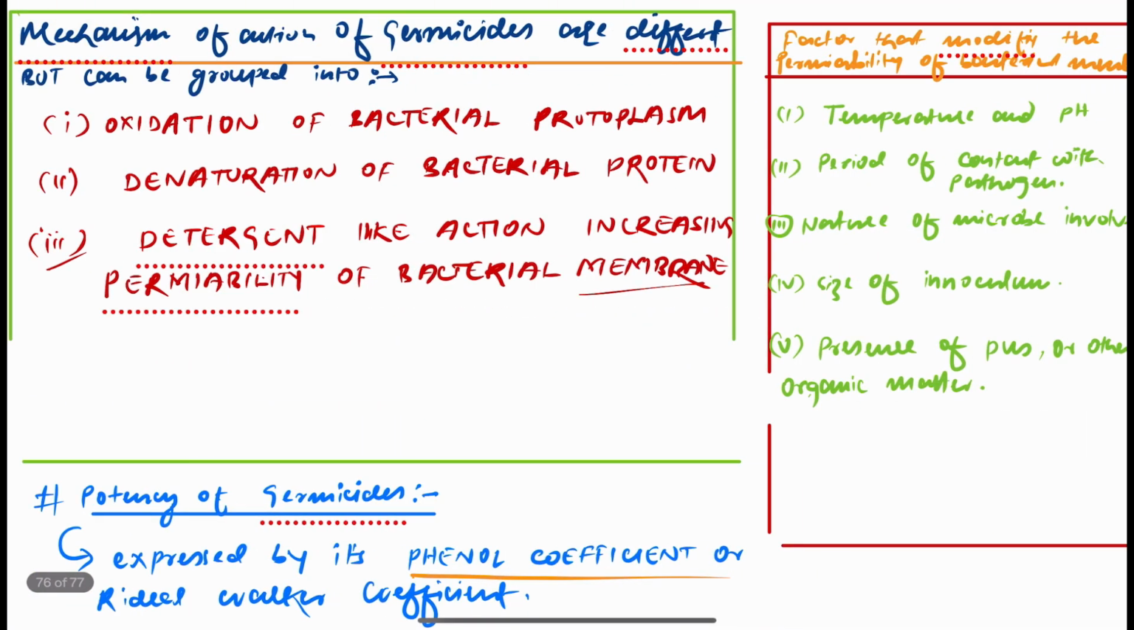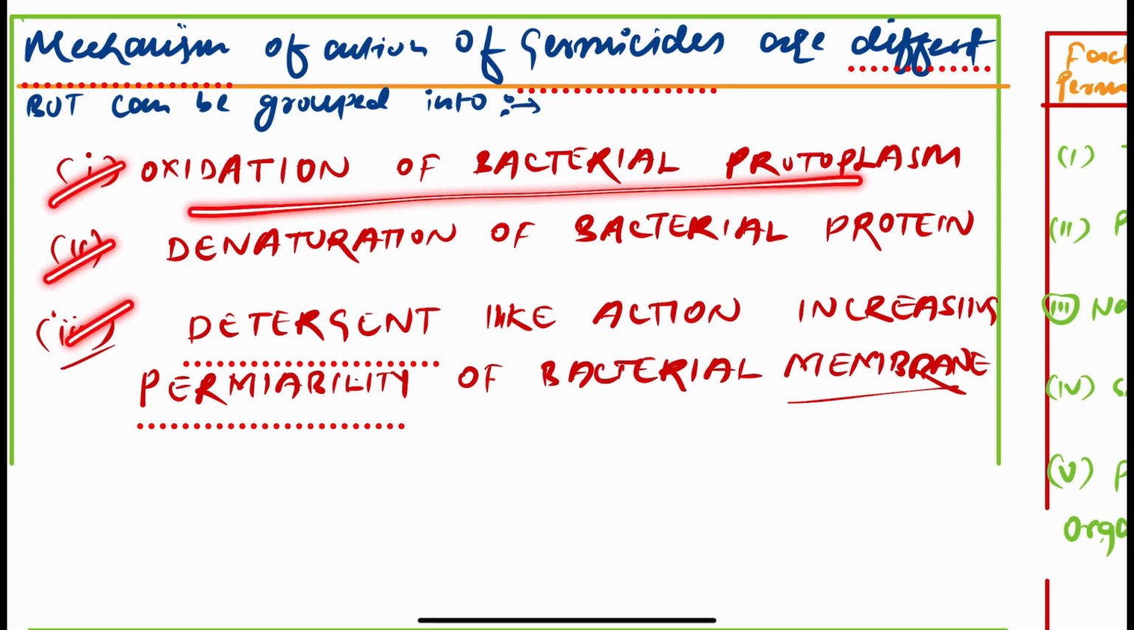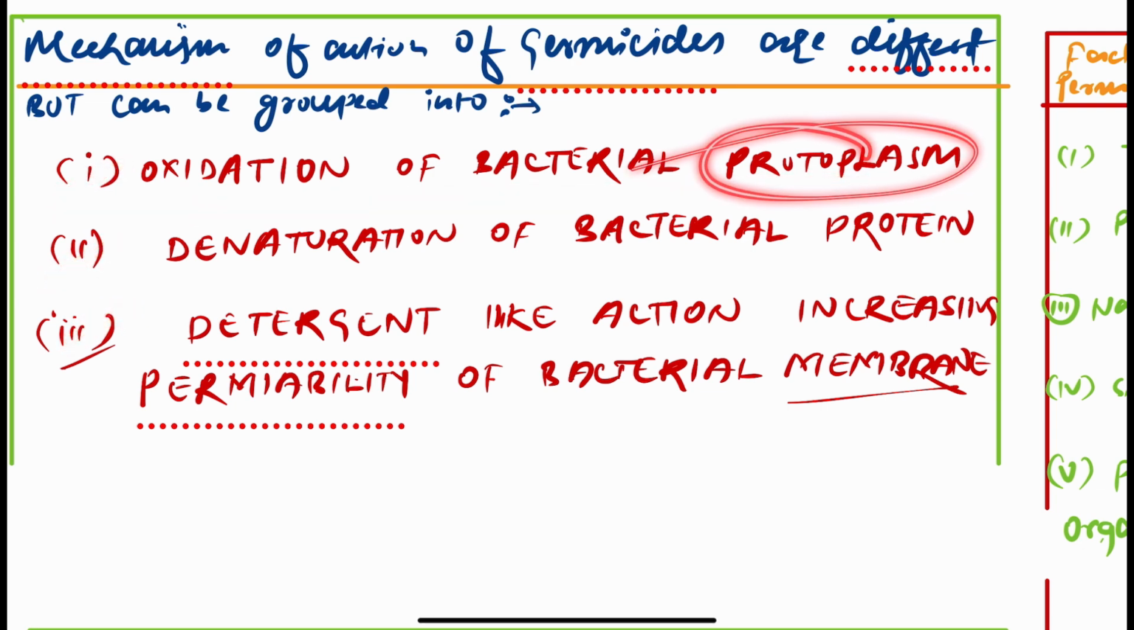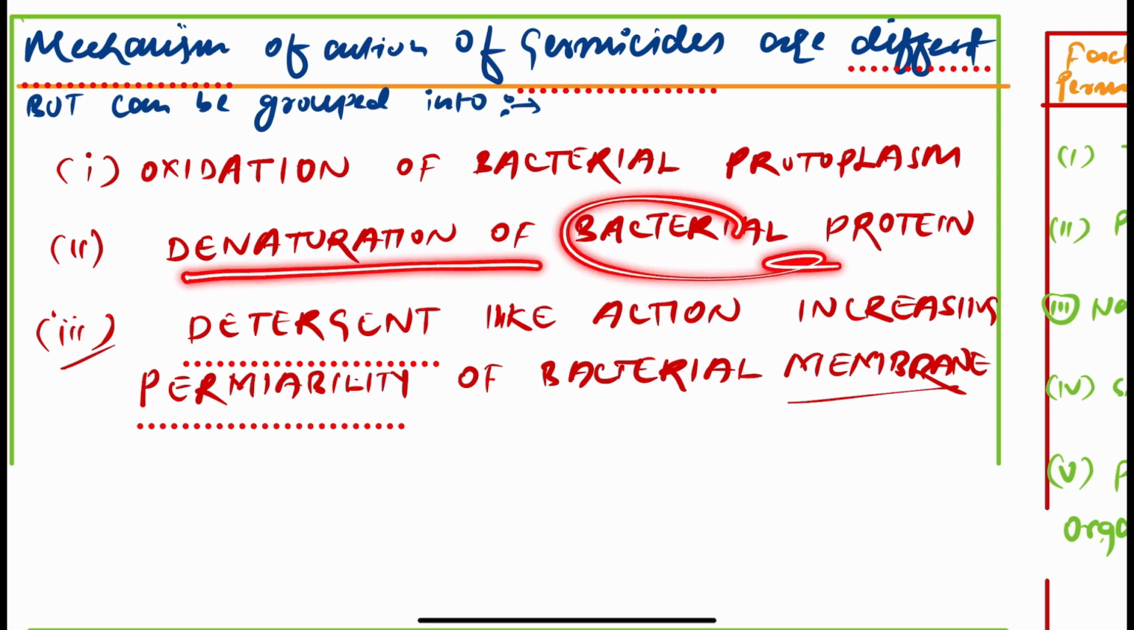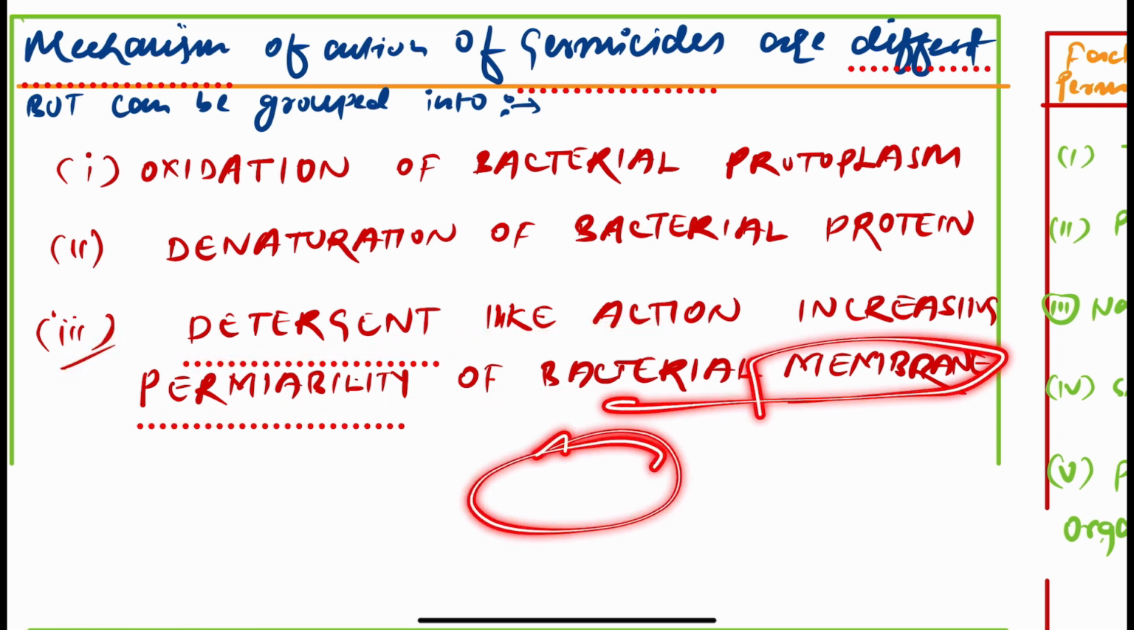Now coming to the next slide, that is the mechanism of action. The mechanisms of the germicides are different but can be grouped into these three. First, oxidation of the bacterial protoplasm, जो कि प्रोटोप्लाज्म को ऑक्सीडाइज कर देता है. Second, denaturation of the bacterial protein or enzyme. And third, detergent-like action increasing the permeability of the bacterial membrane. सेल मेम्ब्रेन का permeability increase कर देता है, जो कि lysis में help होता है.